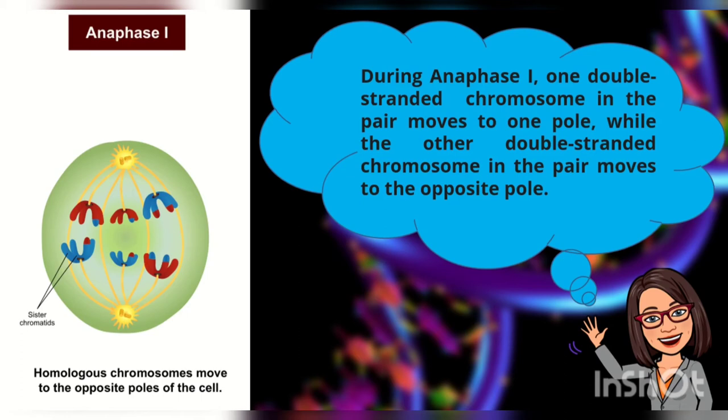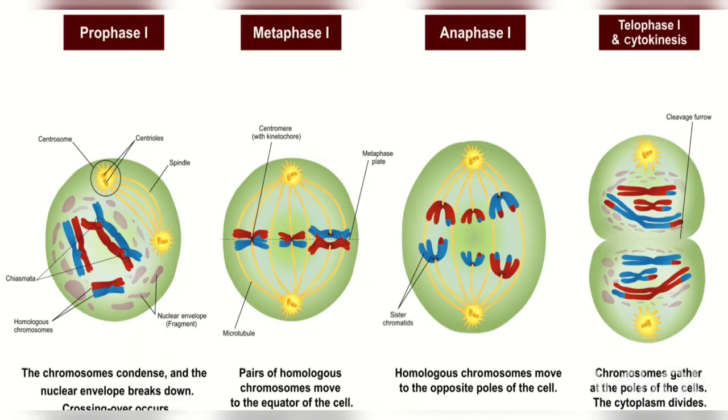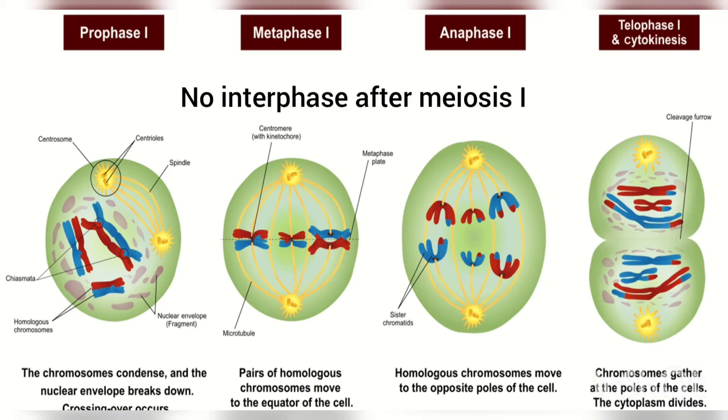Cleavage furrow becomes visible. At telophase 1, two nuclei are produced, each containing only half the chromosome number of the original parent cell. Spindle fibers disappear, and the nuclear envelope and nucleoli reappear. Complete separation of cytoplasm and organelles results in two haploid daughter cells. Immediately after telophase and cytokinesis 1, meiosis 2 will begin. There is no interphase stage, so chromosomes and DNA will not be replicated.